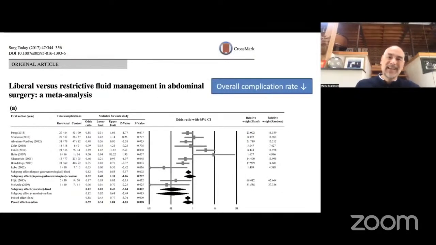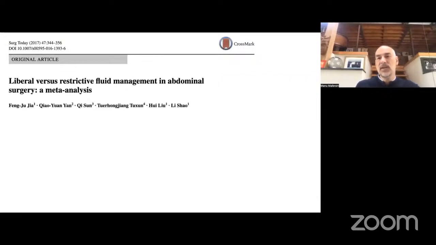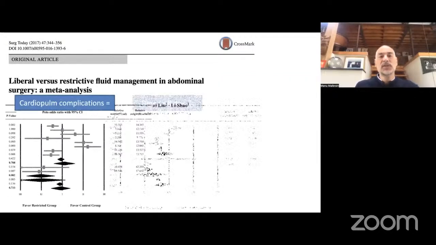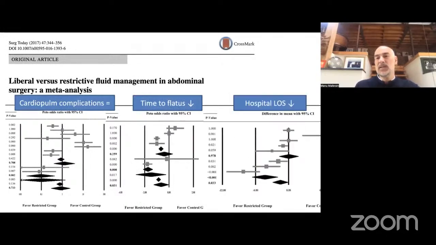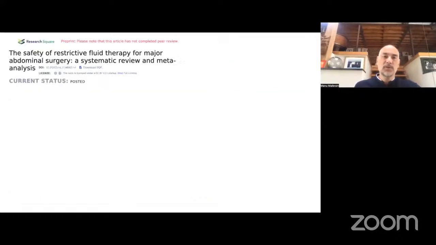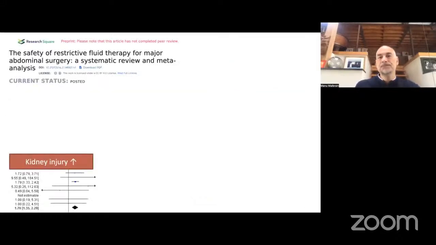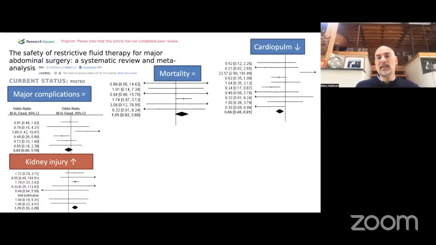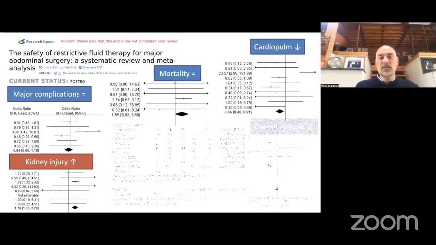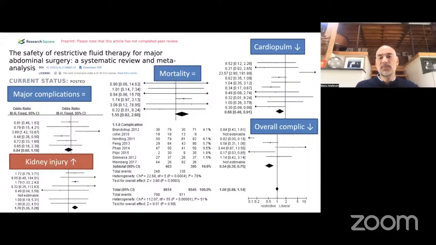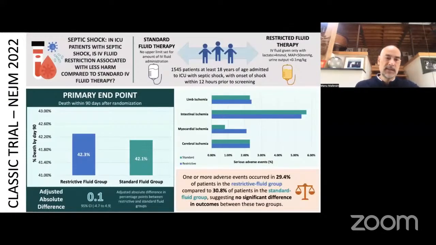Looking at some meta-analysis results, it's the same signal. Overall complication rates are less with restrictive, and it seems to be better with respect to length of stay and resolution of ileus after abdominal surgery. Another meta-analysis, again, abdominal surgery, you see fewer complications. There may be an increased signal for AKI, but overall complications are less.